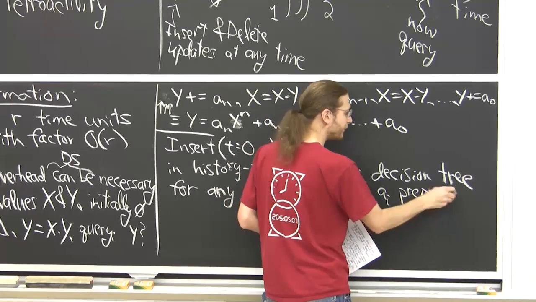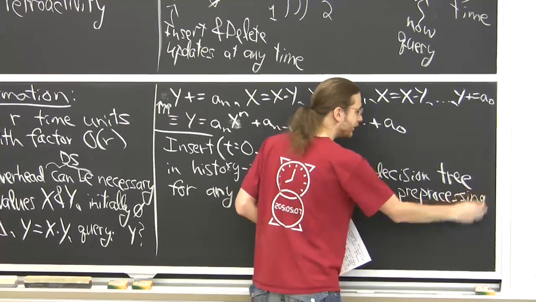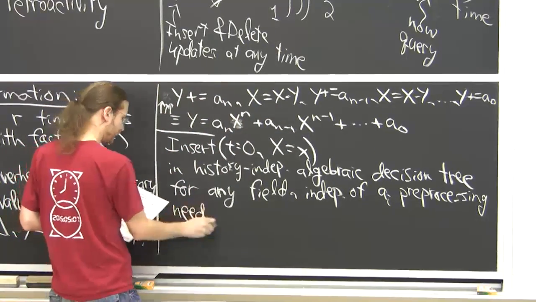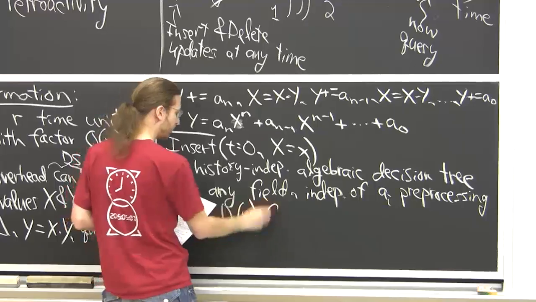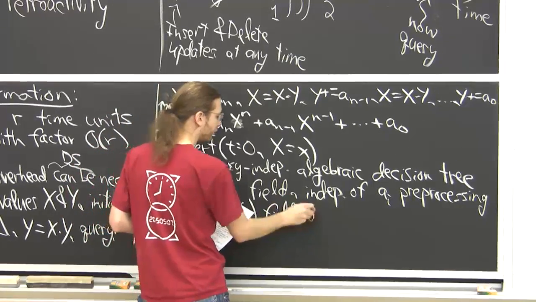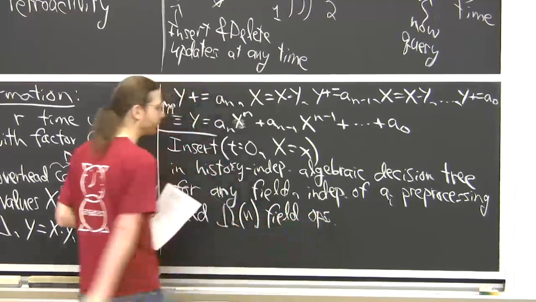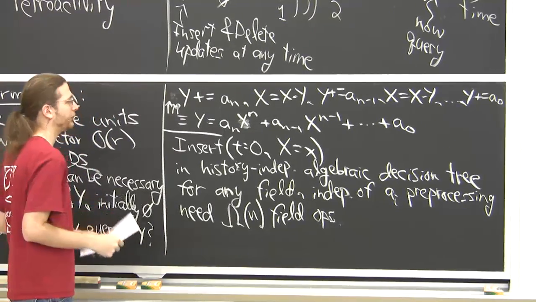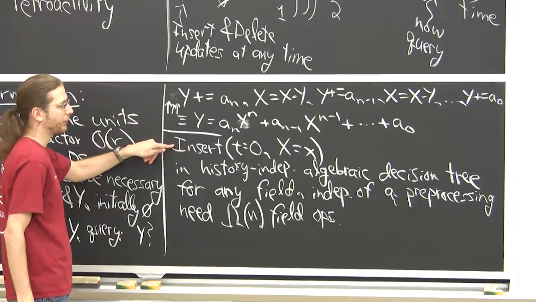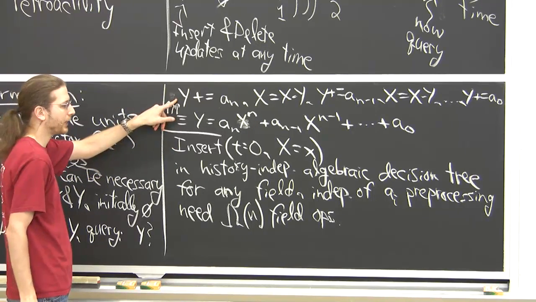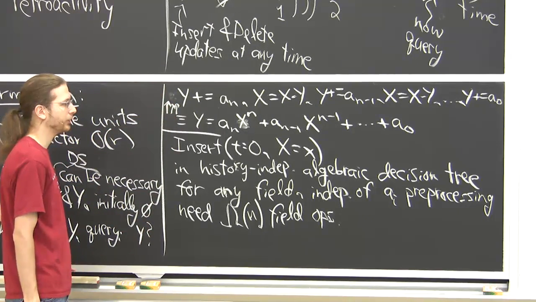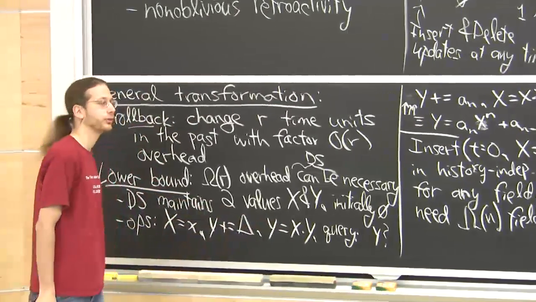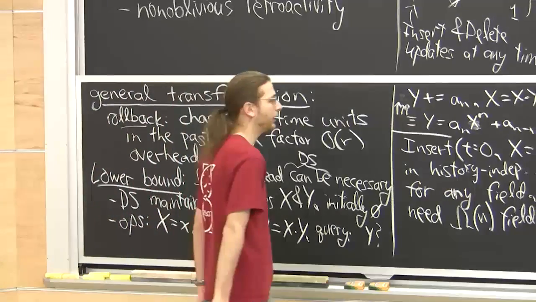You can stare at those coefficients however long you like. In the worst case, you need omega n field operations, where n is the degree of the polynomial. So this is a known result from 2001. And so it tells you that each of these retroactive operations, it's n time units in the past, and you need order n time to complete it, even though these operations can be solved in constant time each. So there's a factor n loss.